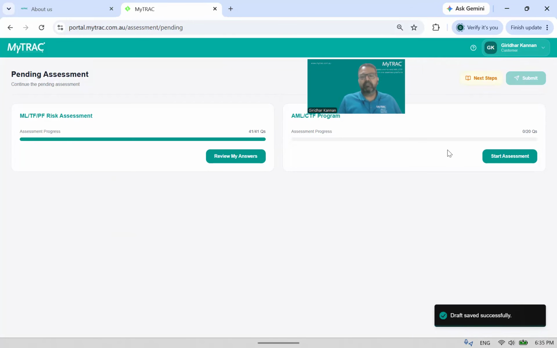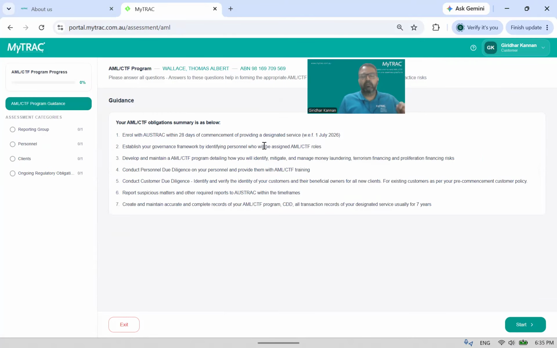Once you've done this, the next step we are moving to is the AML CTF program related questions. This is to customize the AML CTF program to your entity. All along, this is all customizable to your practice, your interest. These are some of the basic obligations with AUSTRAC. If you're providing a designated service, you'll have to enroll with AUSTRAC within 28 days. For all the new entities, that will be 29th of July. And if you add a new designated service, let's say after 1 year, then within 28 days of providing that designated service, you need to update your enrollment with AUSTRAC. Then you need to have some governance and other structures. You can do them as well. That is all provided here.